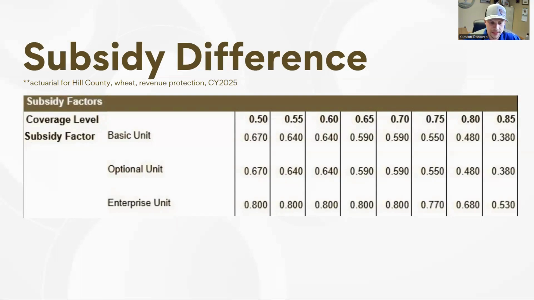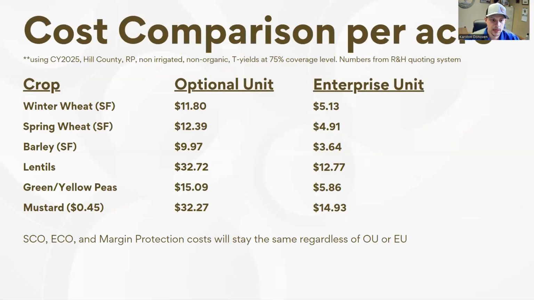And then with that being said, basic unit is listed on there as well. Typically, you're not going to have a basic unit unless you don't qualify for an optional unit or an enterprise unit. So for the most part, you're going to be dealing with either optional or enterprise units. If we take a look at the cost comparison per acre, and this is just to give you an idea, it's looking at the 25 crop year, Hill County, revenue protection, non-irrigated, non-organic, using T-yield, 75% coverage level, pulling the numbers from the rain and hail quoting system.